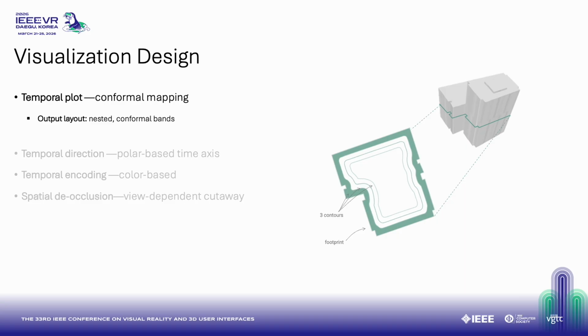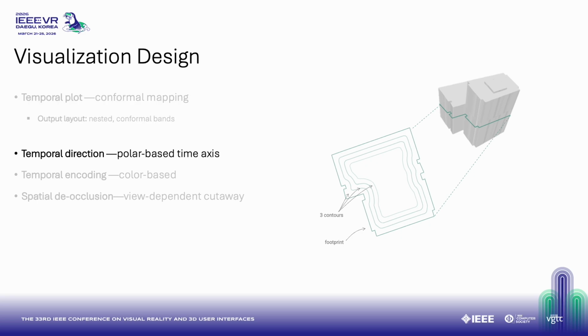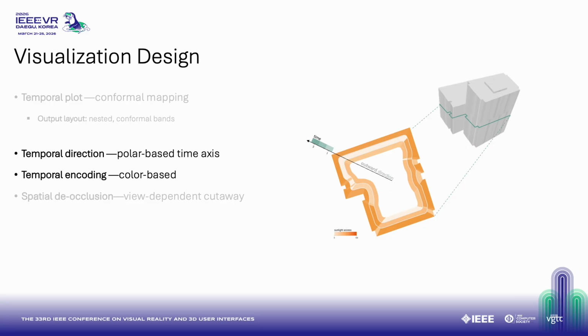We design our temporal plot on top of this nested conformal layout. To convey temporal ordering, we use a polar radial axis with time progressing outwards. In this example, there are 3 nested bands, each representing one time step. The innermost band represents the earliest time step, and the outermost band represents the latest. To encode temporal attribute, we use a color-based encoding as it is a common way to encode 3D urban data and does not suffer from perspective distortion.